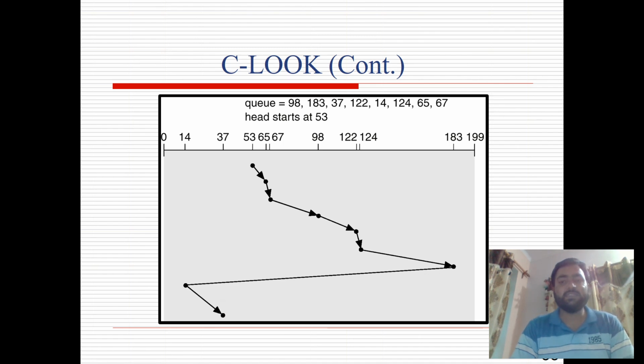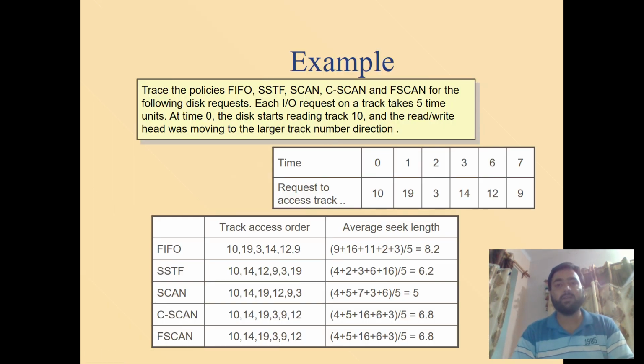So these algorithms, LOOK and C-LOOK, will reduce the overhead of the movement of the head from the last request to the end of the disk in both directions. So this overhead gets reduced in these algorithms. This is another example that is shown with all the algorithms: FIFO, SSTF, SCAN, C-SCAN, and LOOK. So you can also go through this example.